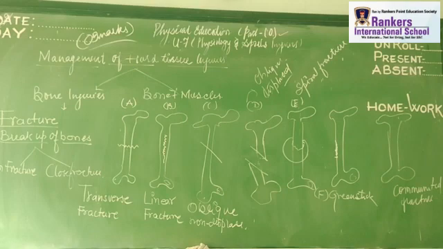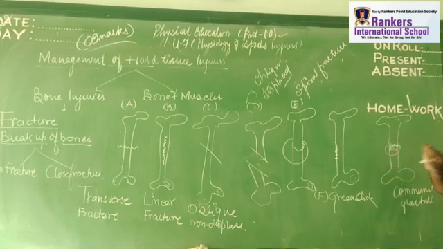Comminuted fracture. As you can see, this is the last fracture that I am telling you about. Comminuted fracture means the bone is crushed. This is the G. When the bone breaks down and becomes crushed, that is what we call the comminuted fracture.